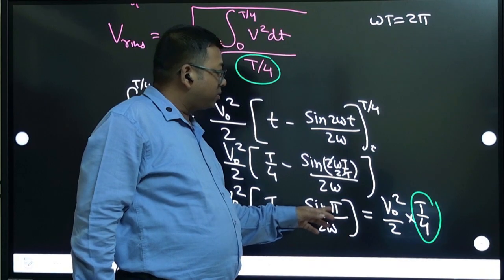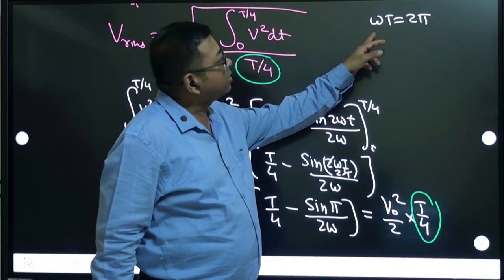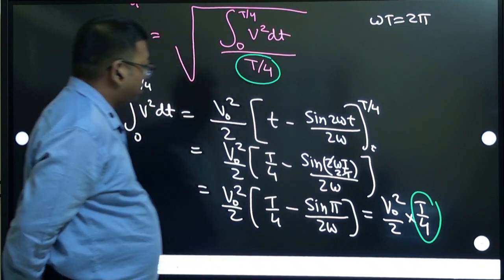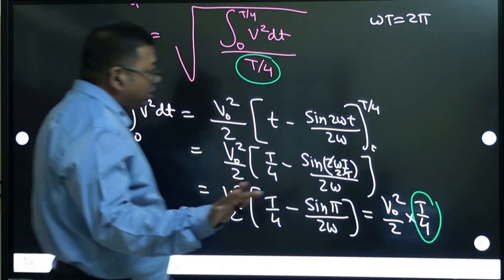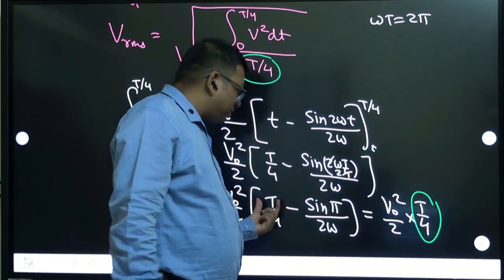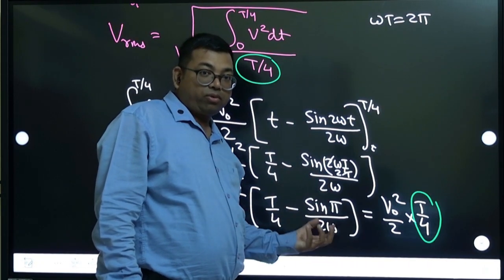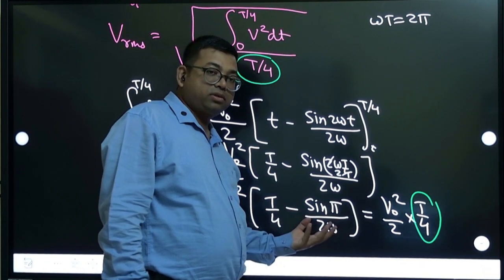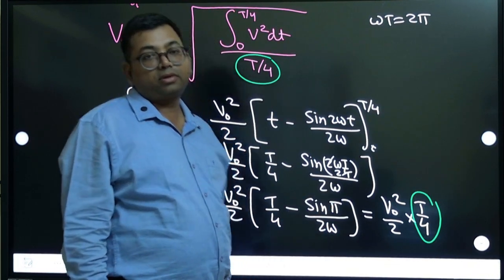Sine 45. Omega will remain as it is. Omega you can substitute now. Omega is 2 pi by t. You have to substitute that omega. Do not worry about the units. Units are same because t is time and 1 by omega is also time. So don't think that the units are different. They are the same units. 1 by omega and time t are same time only. Okay.